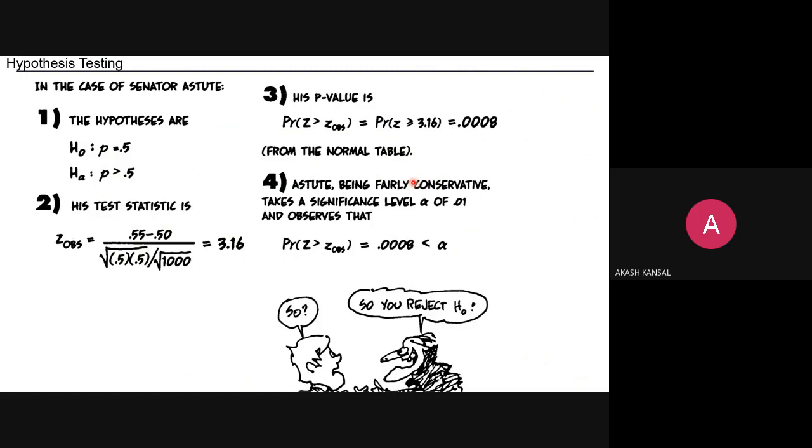He's being fairly conservative, and he takes a significance level alpha of 0.01, and what he sees is that this p value that we obtain is lesser than alpha. So what do we do? P value lesser than alpha, we reject H naught, that's it. And once they reject H naught, they will have to accept the alternate hypothesis. Our alternate hypothesis suggests that the population proportion is greater than 0.5. So in a way, he's saying that you will win. With a significance level of 0.01, I can say that you will win the election.